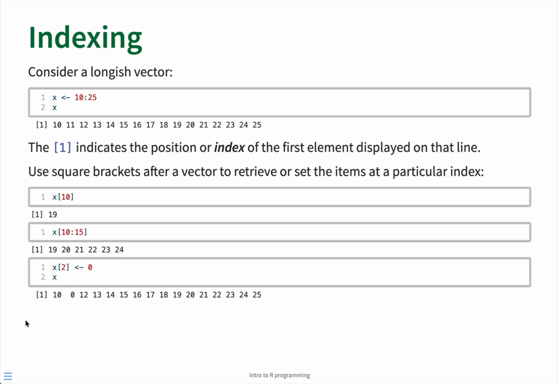We can also use indexing to update the items stored at a particular position. So here, for example, we are updating the second item in the vector x, and we're going to set it to be the value 0. And sure enough, if we print out x, like the second line of code is doing, and we look at the second item, we can see it's now 0 instead of 11.